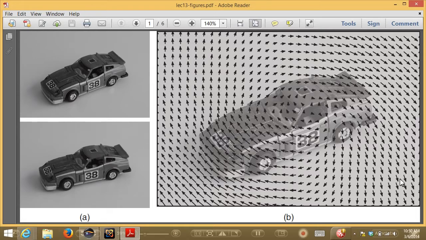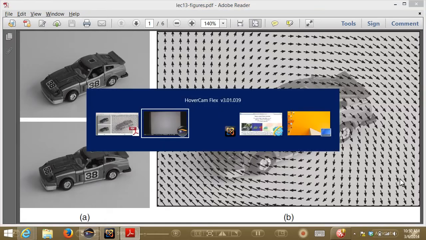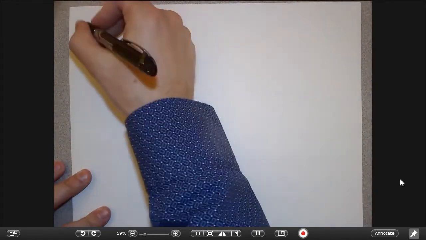Okay, so that's one key idea for optical flow. The other key idea is based on feature tracking, and that's called the Lucas-Kanade method.